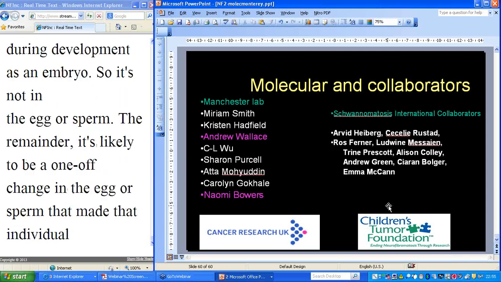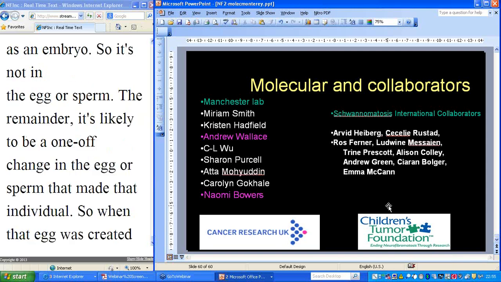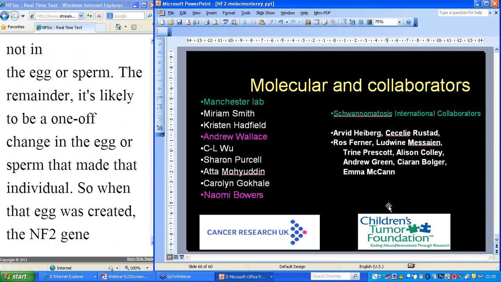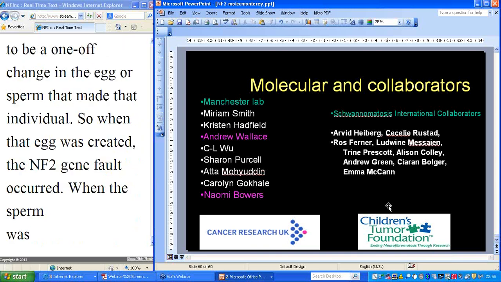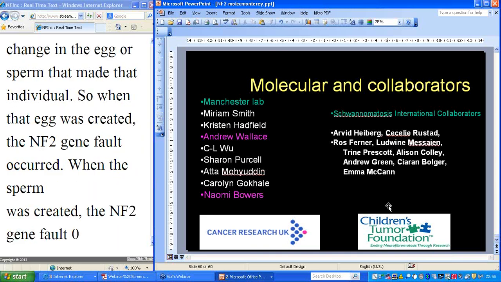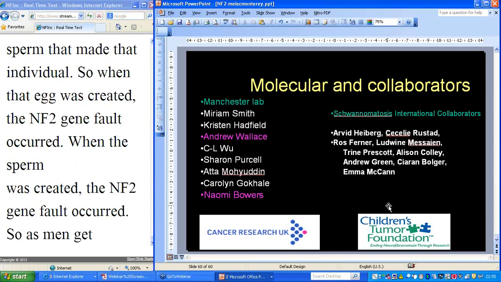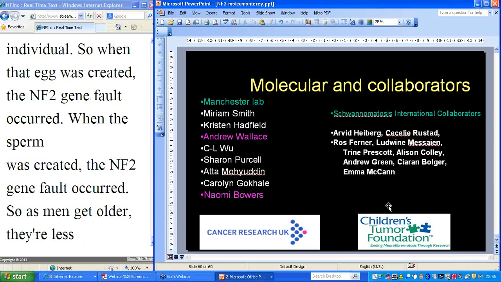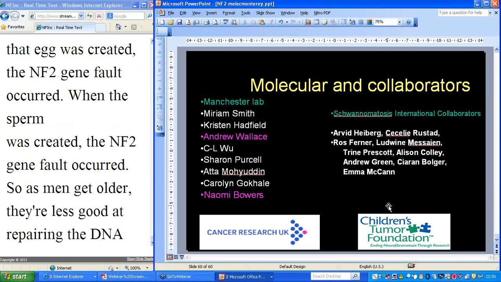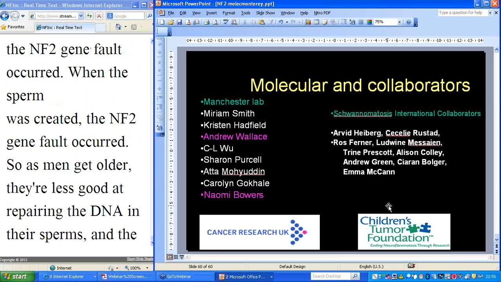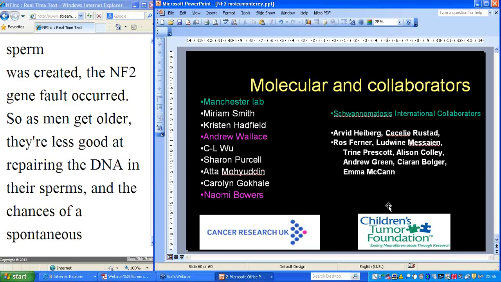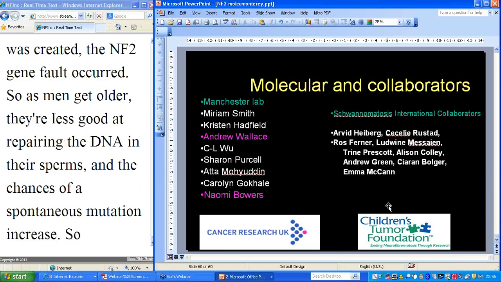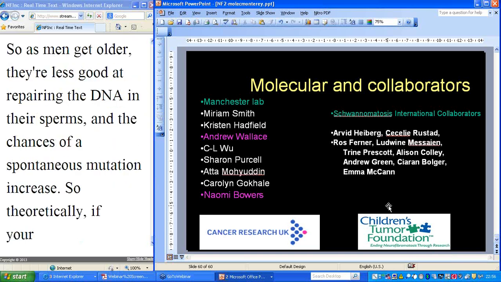So when that egg was created, the NF2 gene fault occurred, or when the sperm was created, the NF2 gene fault occurred. As men get older, they're less good at repairing the DNA in their sperm, and the chances of a spontaneous mutation increase. So theoretically, if your father is older, there's more chance of there being a spontaneous mutation.